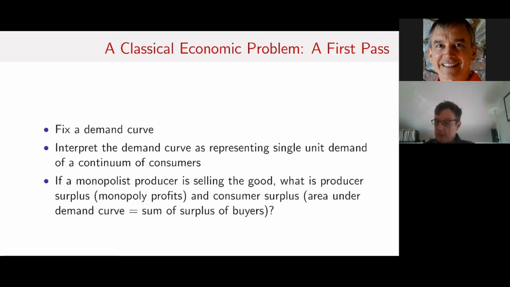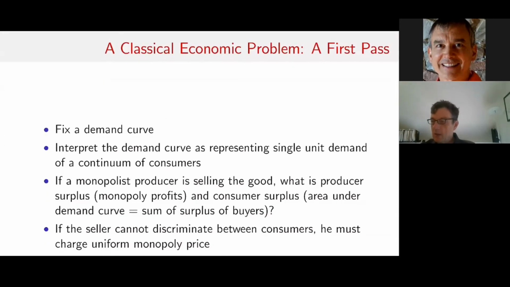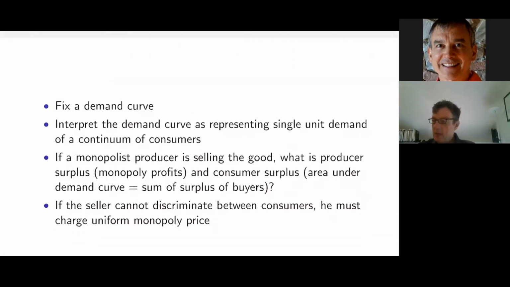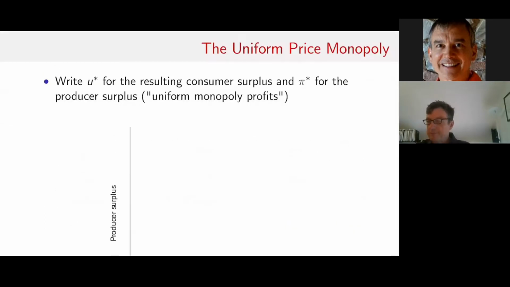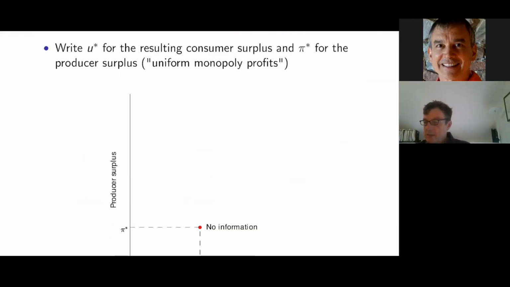If the monopolist now is selling the good, we can ask, what is the producer surplus? That is the monopoly profits. And what is the consumer surplus? That's simply the area under the demand curve. Okay. And if the seller cannot discriminate between consumers, then he must simply charge a uniform monopoly price across all of the consumers. Okay. What does this give us?